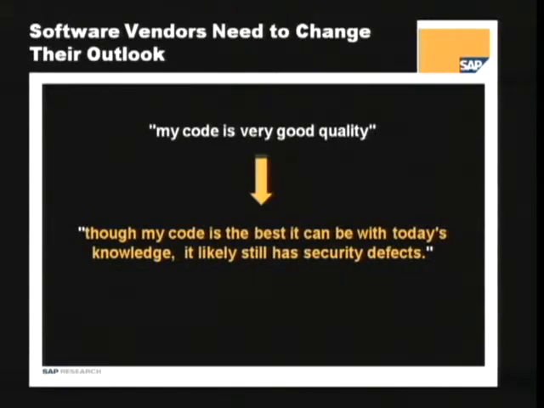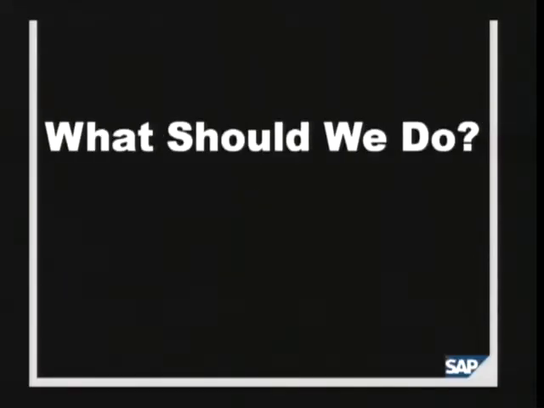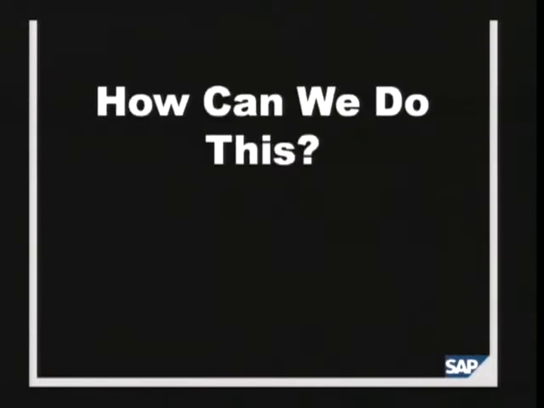Software vendors need to change their outlook from saying, my code is very good quality, to, my code is the best it can be with today's knowledge. It likely still has security defects. Okay. So what should we do? We should try to minimize the risk associated with exploitation of vulnerabilities, in particular exploitation of future vulnerabilities. How do we do this?